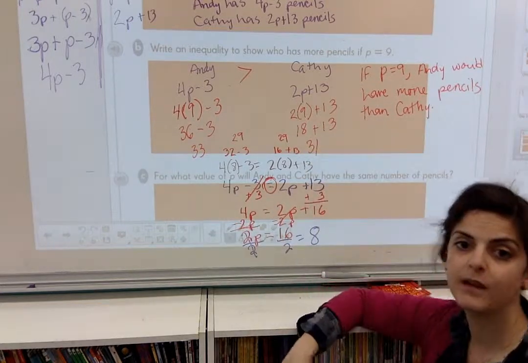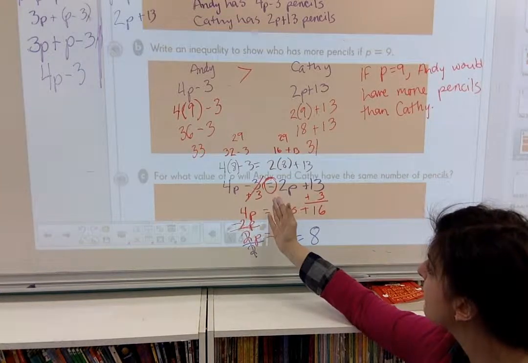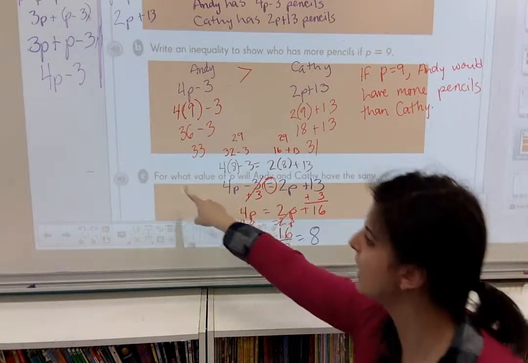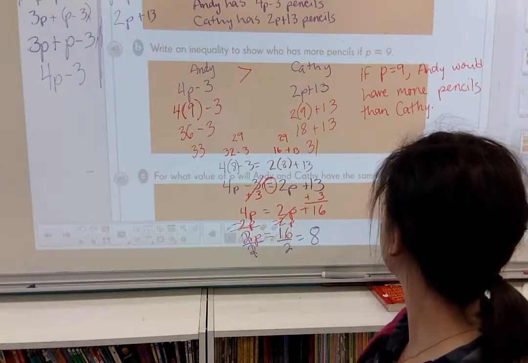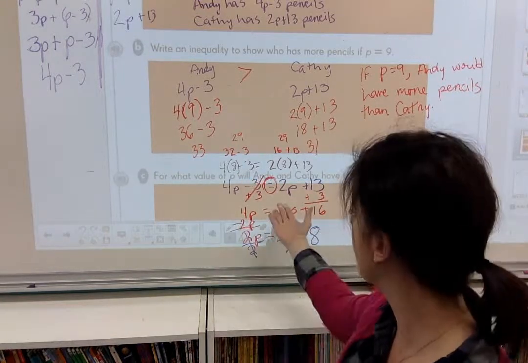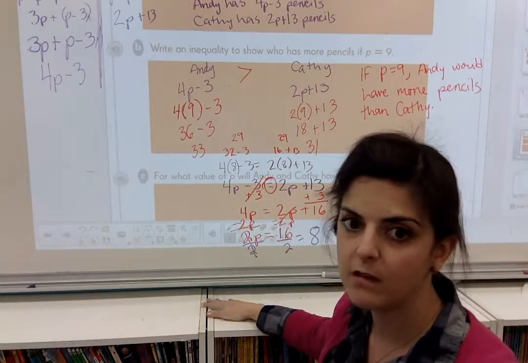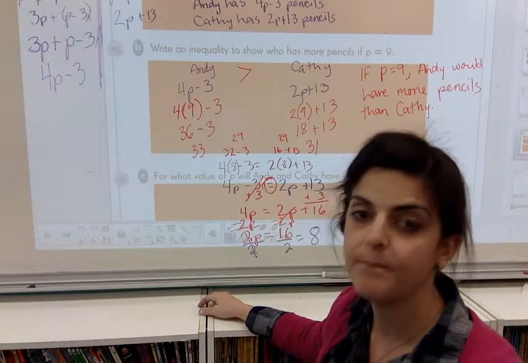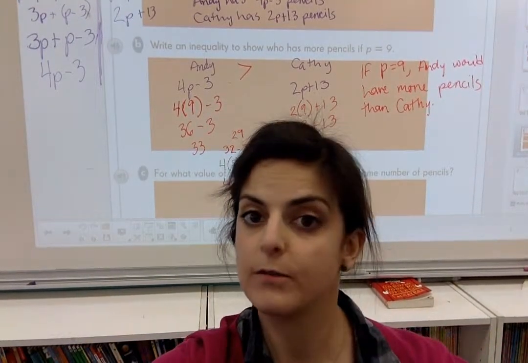I hope that helps make it all make sense for you on balancing our problems and how it works. When they're asking this question, for what value of P will Andy and Kathy have the same number of pencils, if you just do the equality and see what equals P, it'll be a lot easier than doing your guess and check. Anyway, I hope that's really helpful for you, and I hope that your homework goes really well today.